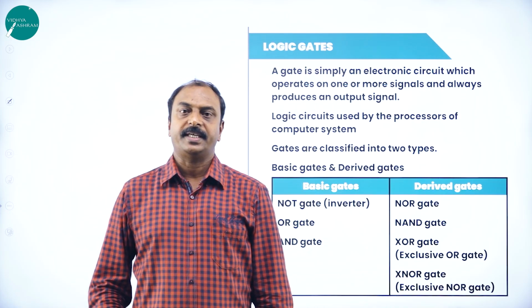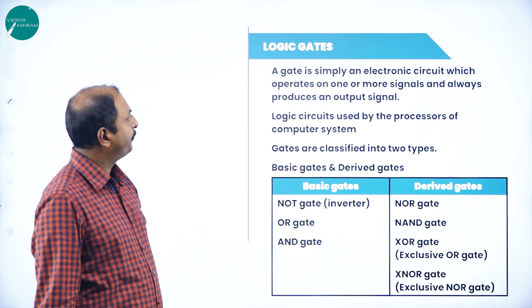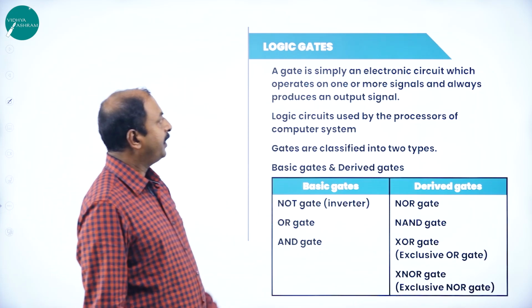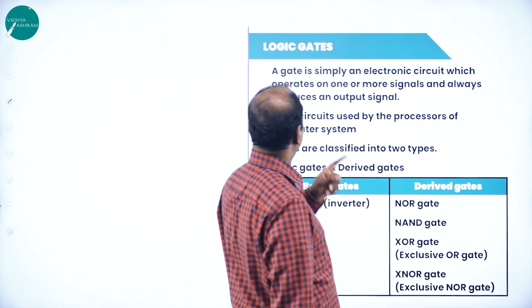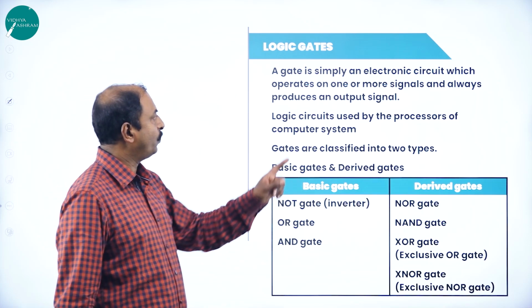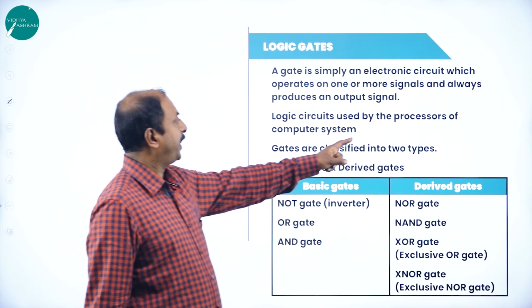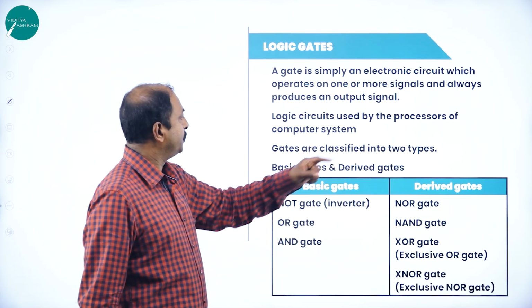First of all, let us see the definition of logic gates. What is a logic gate? A gate is simply an electronic circuit which operates on one or more signals and always produces one output signal. And these logic circuits are used by the processor of a computer system.